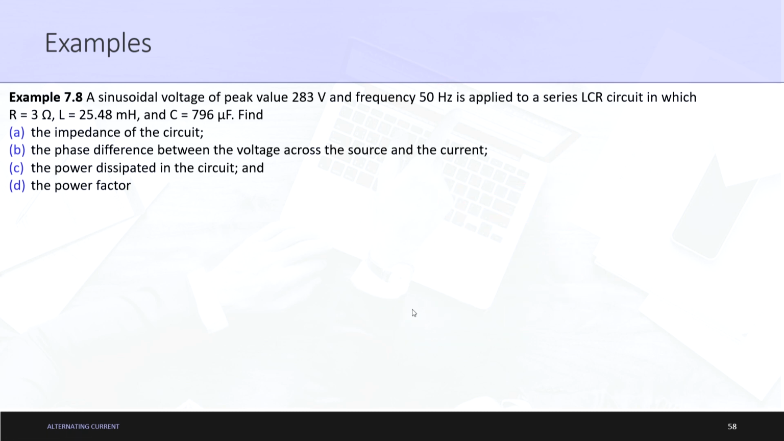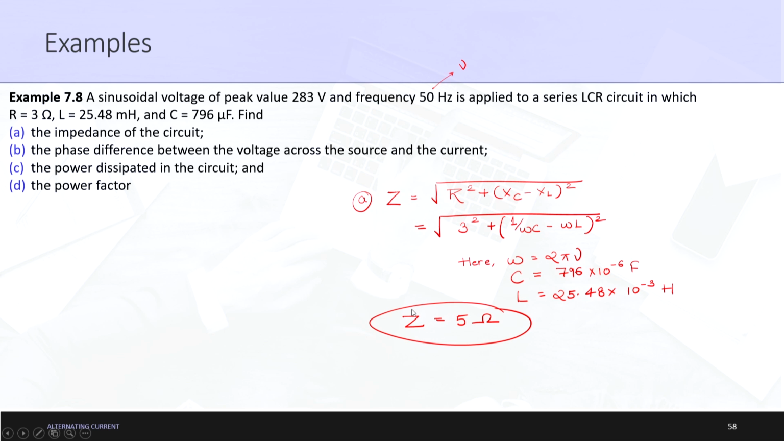The next question states that you need to calculate the phase difference between the voltage across the source and the current. So, you just need to calculate the value of phi. How is phi calculated? Phi is equal to tan inverse of XC minus XL upon R, so it is tan inverse of 4 minus 8 upon 3.